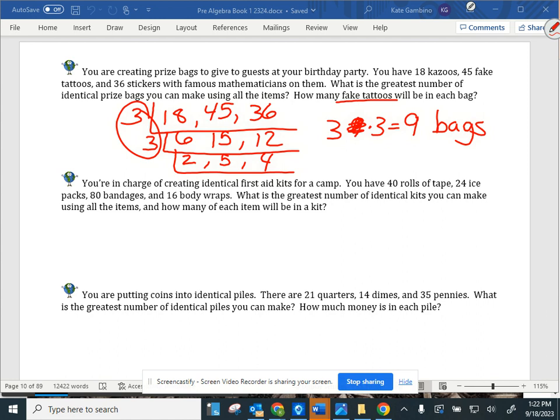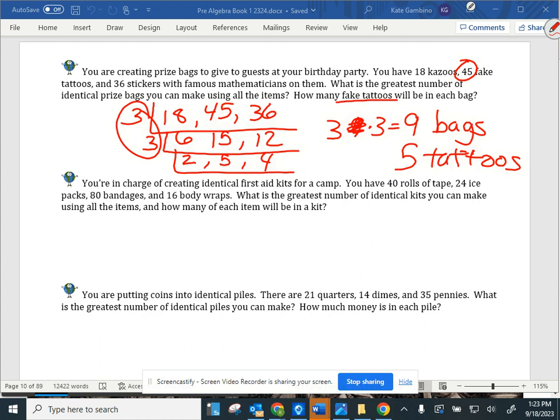How many fake tattoos are going to be in each of those 9 bags? Jude? Would it be 3? Or no? I have 45 fake tattoos. I have 9 bags. Lauren? How did you get 5, Lauren? 45 divided by 9 is 5. So I know there's 5 tattoos. I don't even know how to spell tattoo right now. Oh, there we go. I know there's 5 tattoos in each bag because that's its factor buddy.